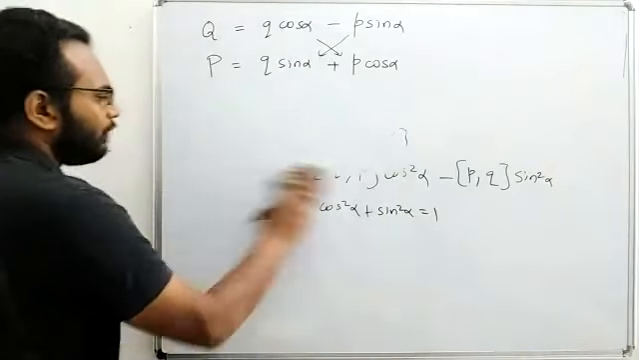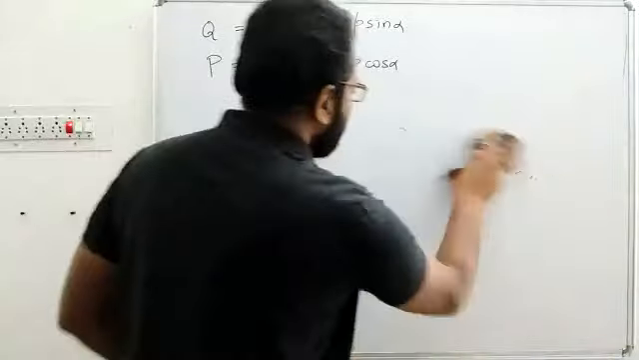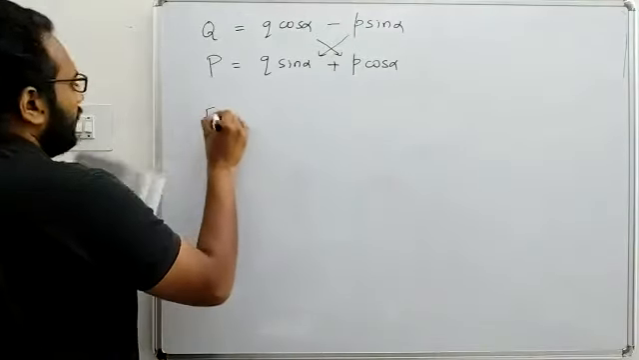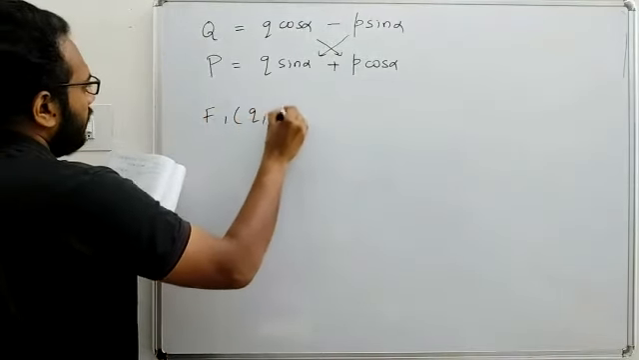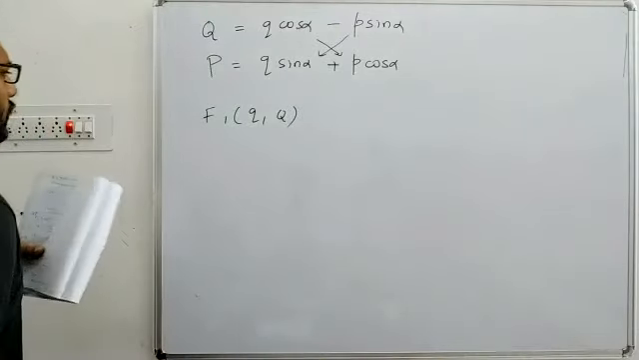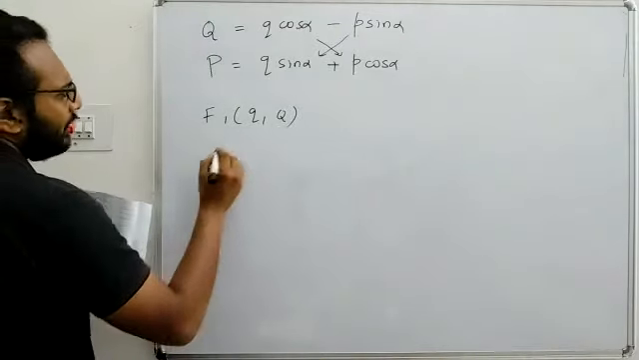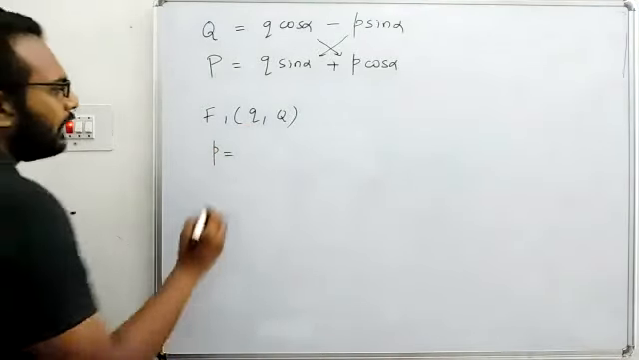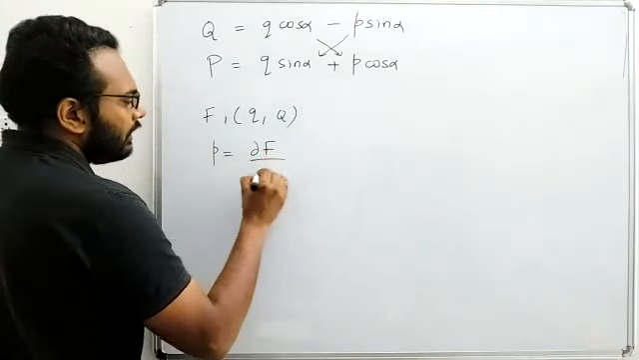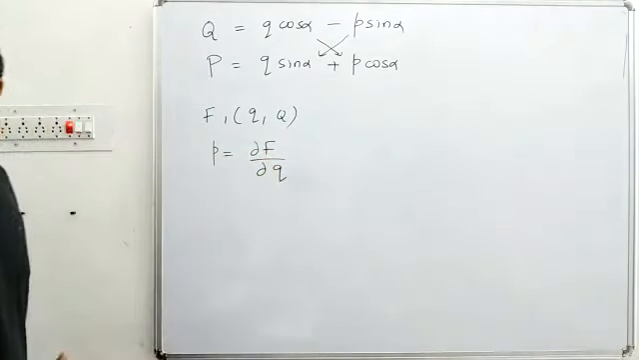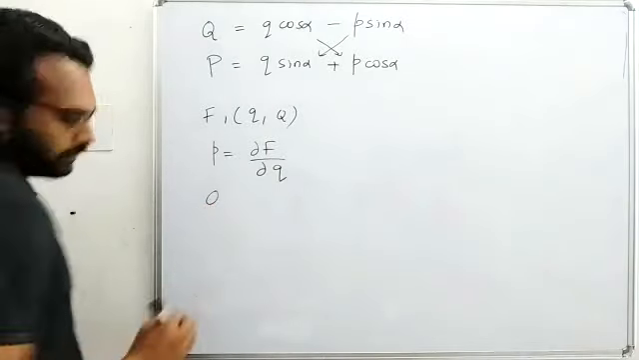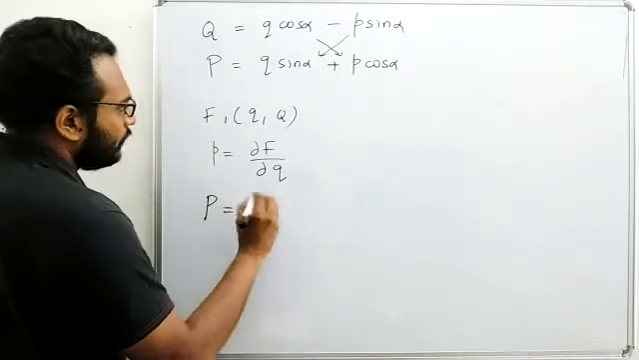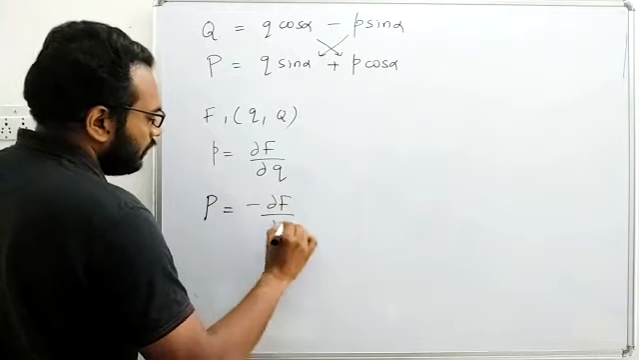Now we are asked to find the generator. So let's find the generator of this type, F1 of q comma Q. You can also try the other types. We know the steps. We have the transformation equations. p is equal to dou F by dou q, and capital P is equal to minus dou F by dou Q.